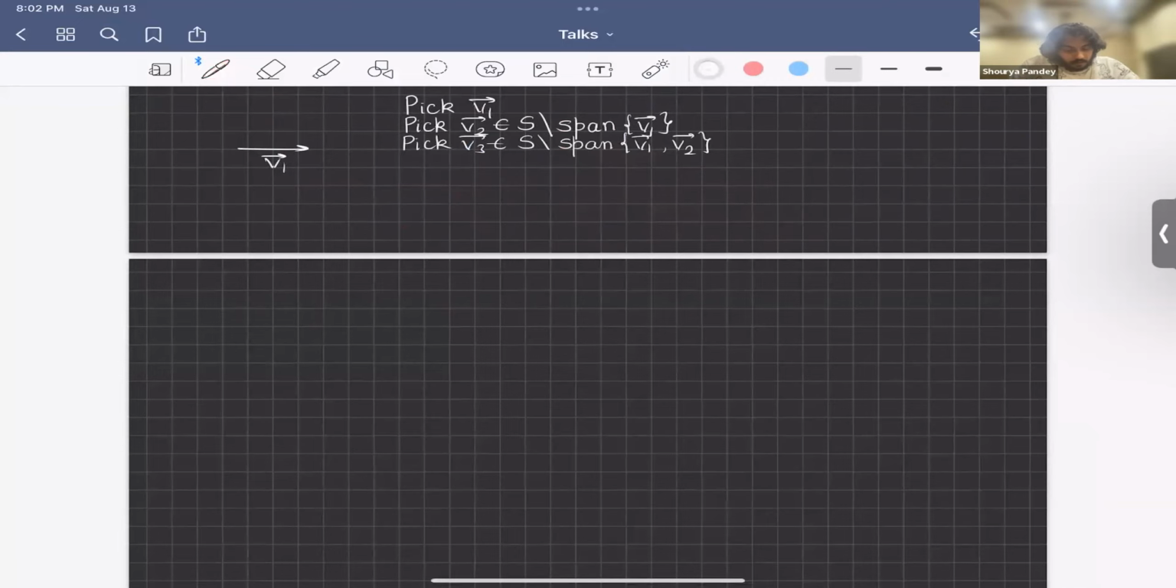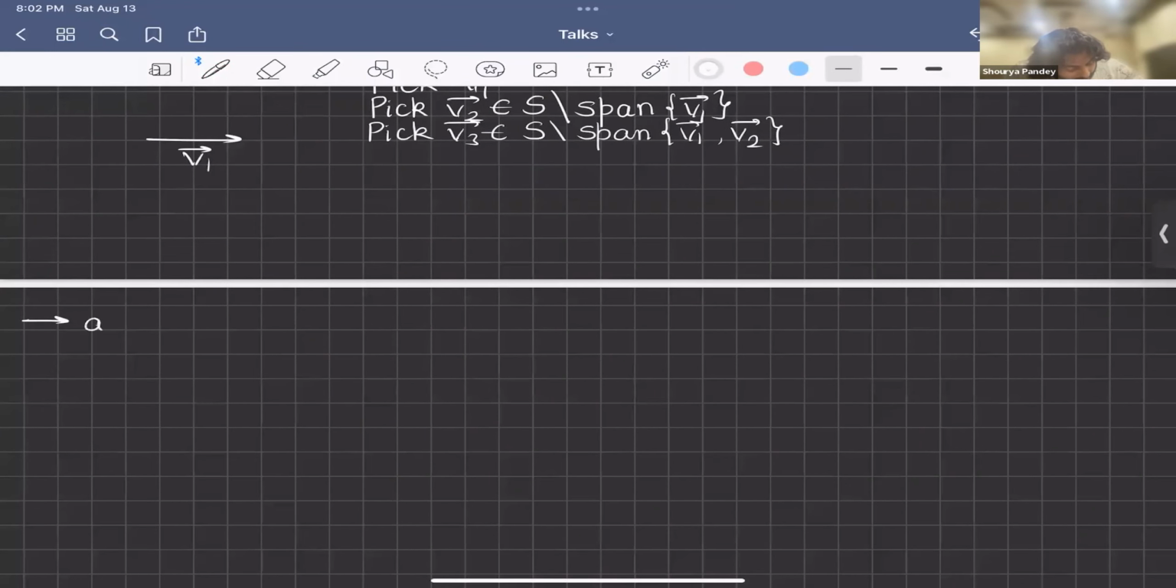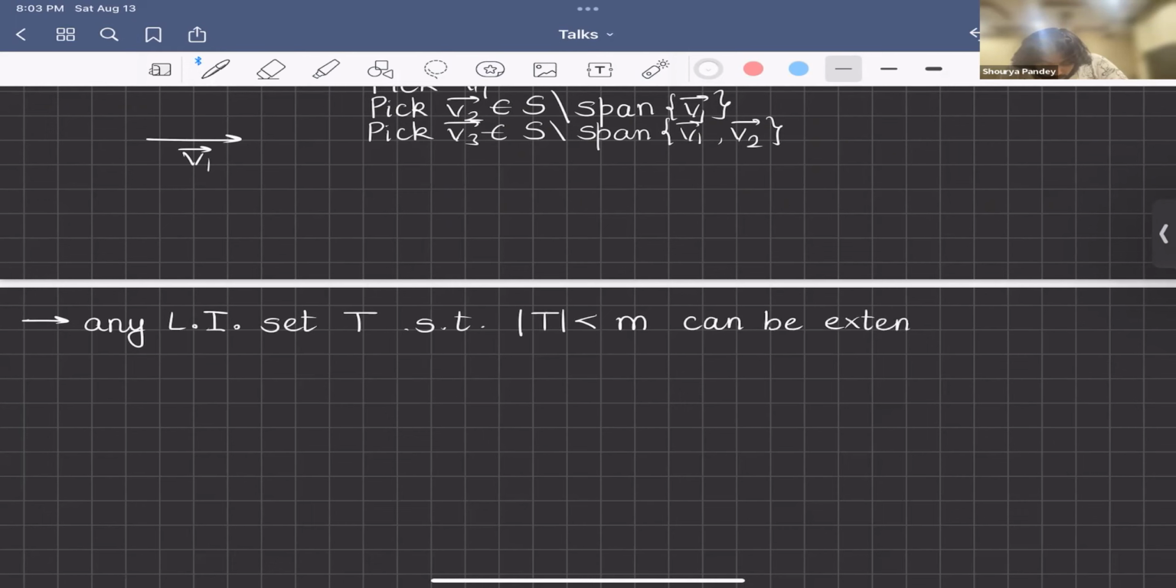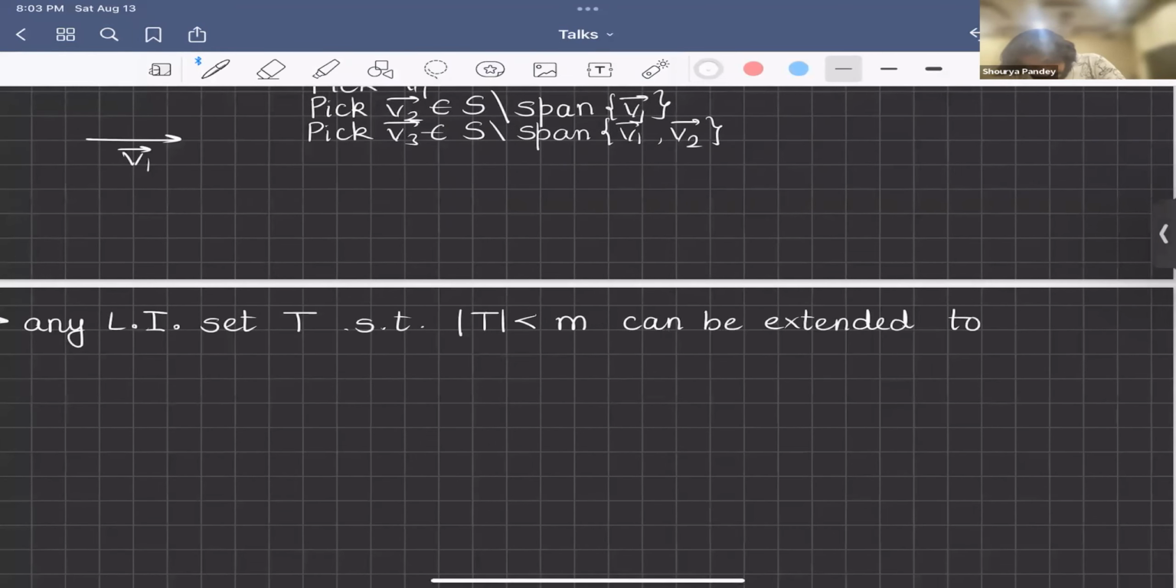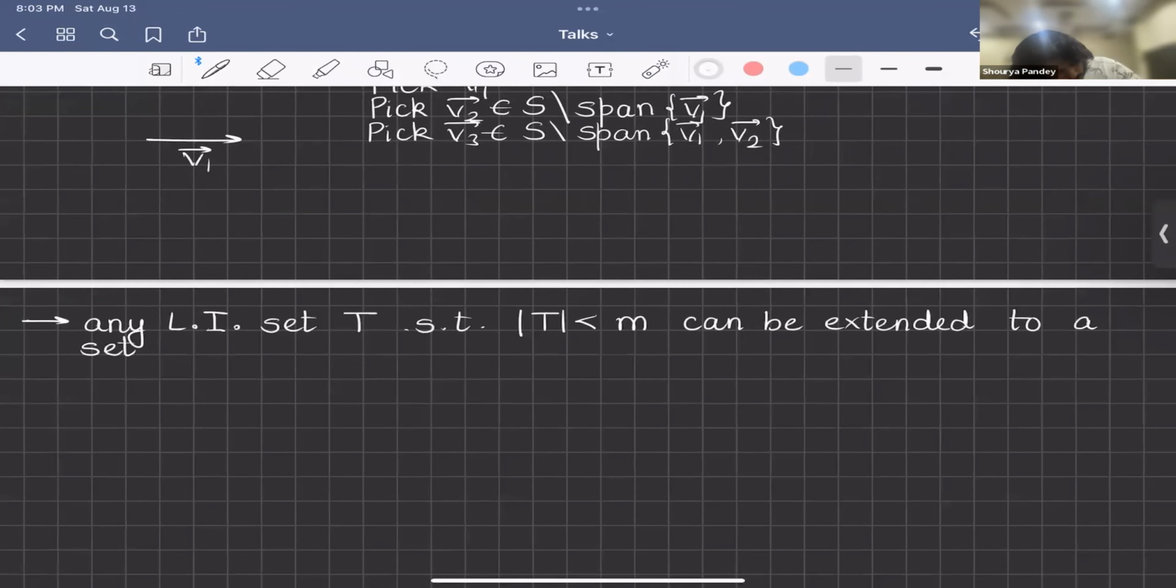So what this actually means is that any linearly independent set T, such that its size is less than the dimension, can be extended to a linearly independent set B, such that the size of B is equal to M, which is the dimension. And now what can you say about the span of B?